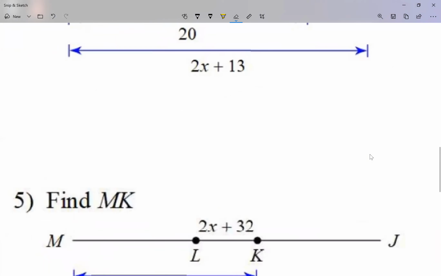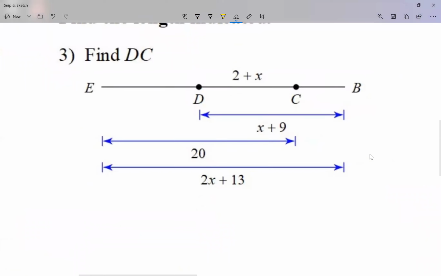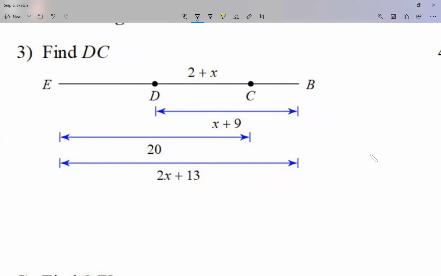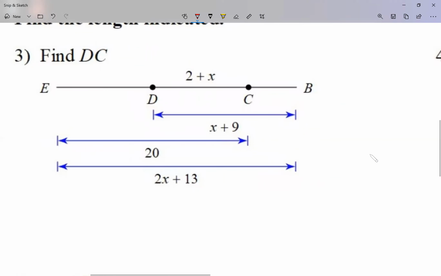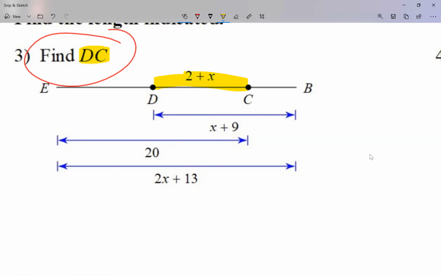So let's see question number 3. Now here it says find DC. Notice how there's no segment symbol on top. I'm not asking to find the segment DC. There's not a little segment symbol on top. When we use two letters, DC, in reality, what I'm asking is find the distance. I'm not saying it's a line, a ray, or a segment. I want you to find the distance between point D and C, which is this distance, which I have as 2 plus x.